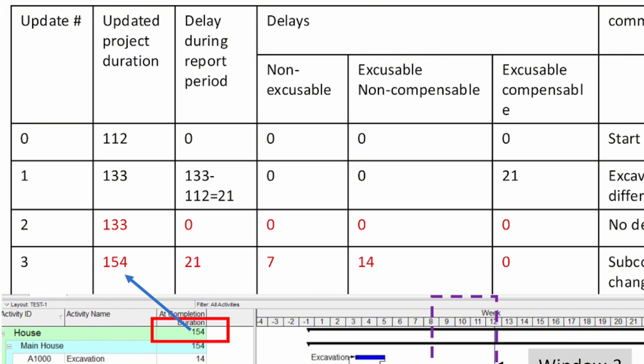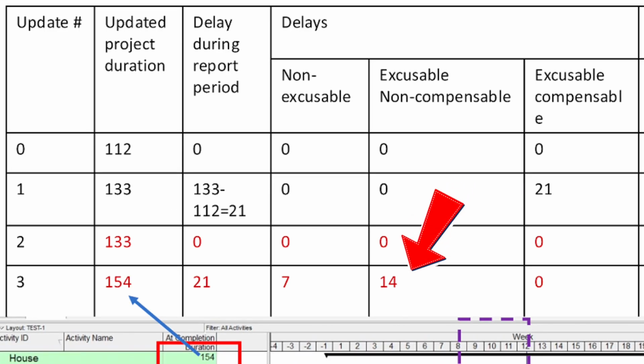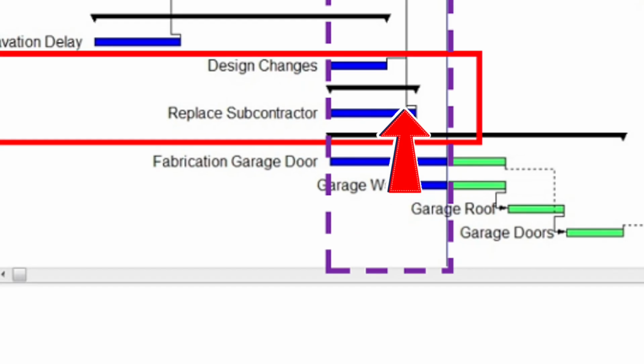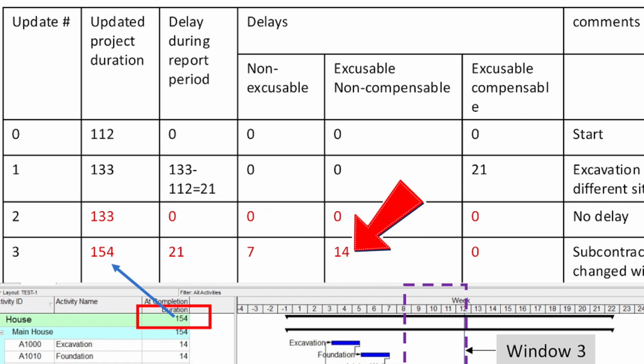Now, let's figure out how much of that is excusable. Looking closely at the overlapping delays, the 14-day owner delay completely overlaps with the contractor delay. In this case, since both parties caused delays during the same period, the contractor can claim time extension for those 14 days, but not compensation, because the delay would have happened regardless of the owner's action. Now, what about the remaining 7 days of the contractor delay that didn't overlap with anything? That part is non-excusable. The contractor is fully responsible for it. So to summarize this period, we've got 7 days of non-excusable delay, 14 days of excusable but non-compensable delay, and 0 compensable delay.